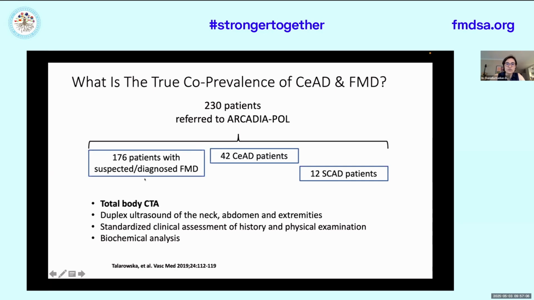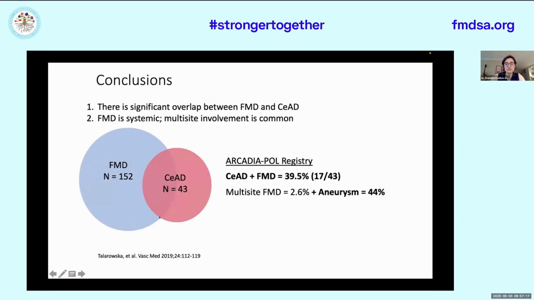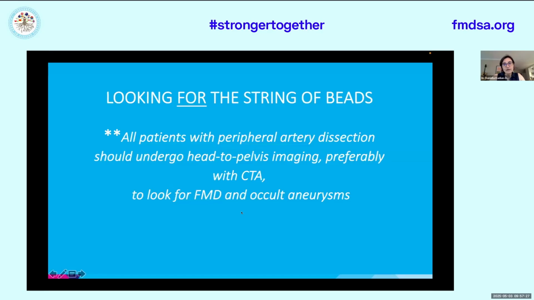These patients were a mix of FMD, cervical artery dissection, and coronary artery dissection, and all the patients got a total body CTA, head to pelvis. And what they found was that about 40% of patients with cervical artery dissection also had FMD. So the rate of overlap is pretty high. And so for that reason, if we're ever seeing a patient who has a dissection and we don't know if they have FMD, we automatically get head to pelvis imaging for them also to look for FMD as a cause of the dissection and for other artery findings like aneurysms.